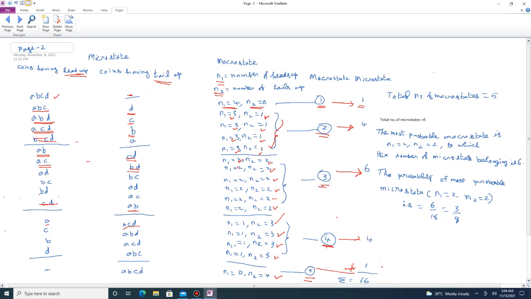So finally, once you add these, there are 16 microstates. So the total number of macrostates is 5. Total number of microstates is 16. Now let us calculate the most probable macrostate. Most probable macrostate means the number of microstates is maximum, which is when n1 is equal to 2 and n2 is equal to 2. So only for this one.